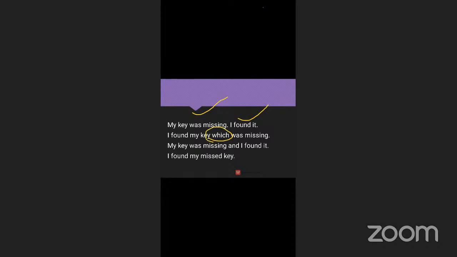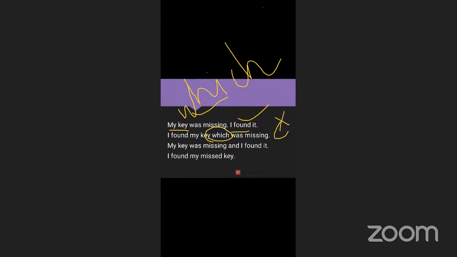I found my key. I found it. I found what? I found my key. So we wrote which was missing. See, that is a complex sentence.